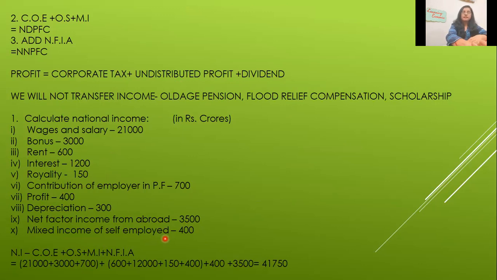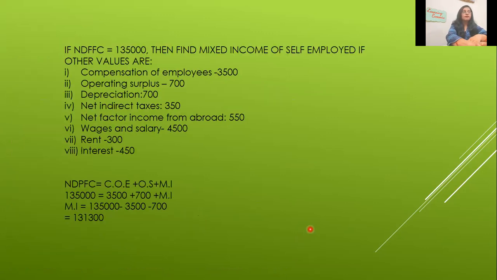So when we are calculating national income, the formula is: compensation of employees plus operating surplus plus mixed income plus NFIA. So what we have done, we have written 3 elements of compensation of employees. Then we have written 4 components of operating surplus: rent, interest, profit, royalty. And then we have included mixed income, and we have included net factor income from abroad. We just have to add, and the total has come to this. So by adding all these things, you will easily calculate national income.